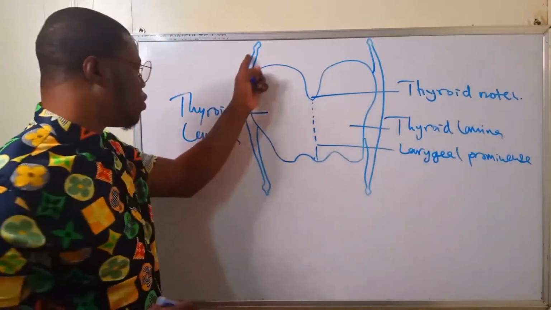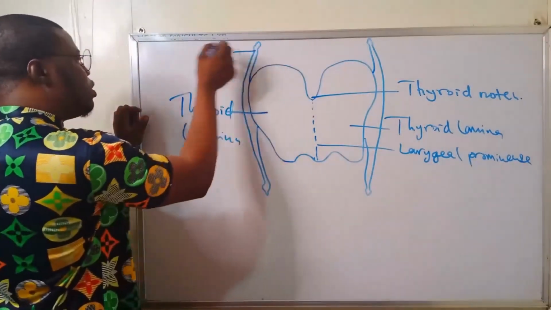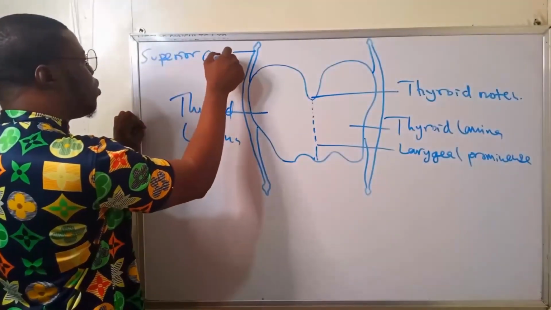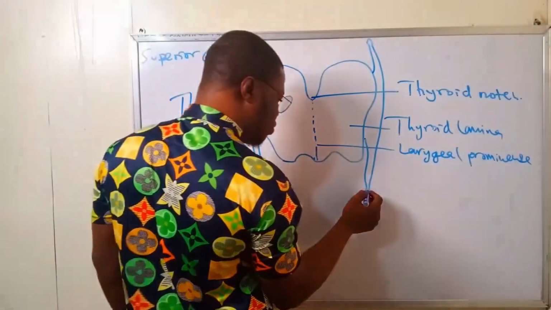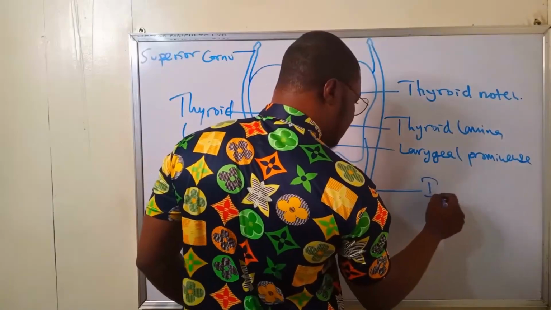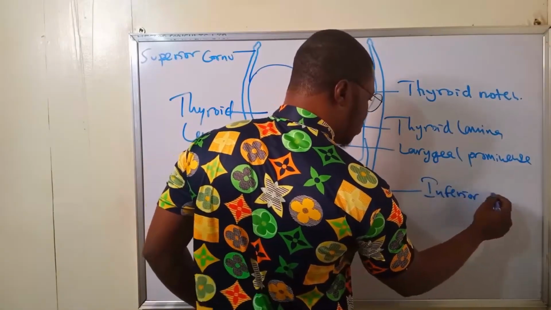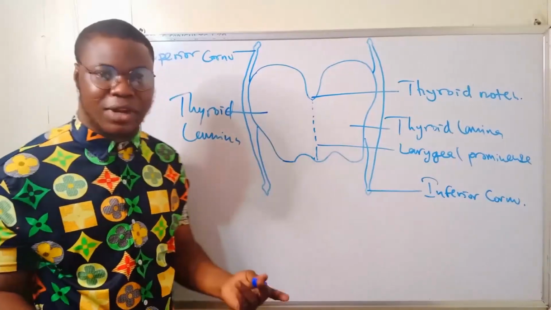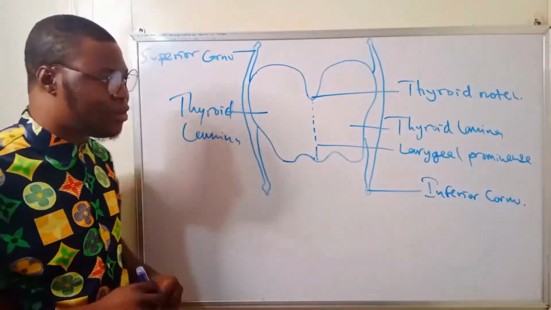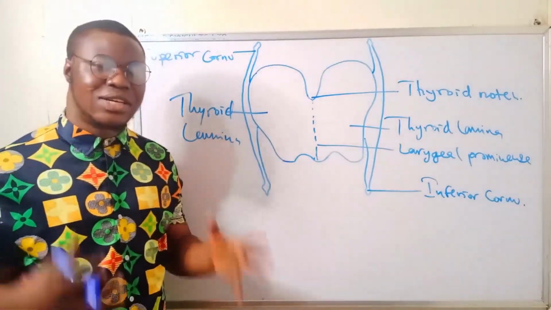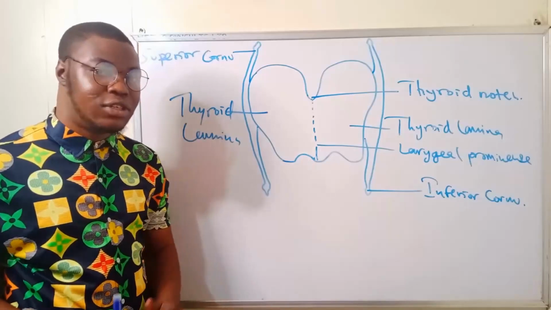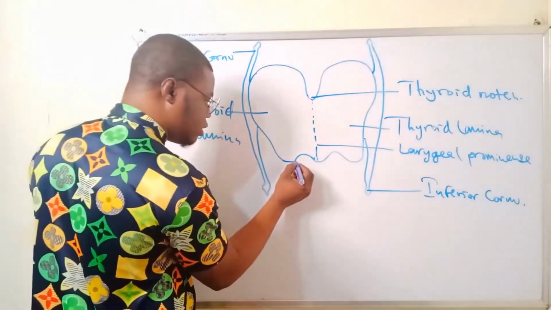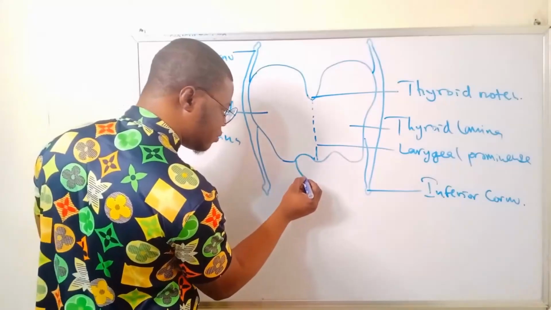You said the sets of cornu on top are called the what? The superior cornu. Superior cornu. And then the ones at the lower part are called the what? Inferior cornu. And we are done with the description of the thyroid cartilage. As simple as that. Now, after the thyroid cartilage, the next thing I'd like to describe to you is the cricoid cartilage. So for the cricoid cartilage, it is just at this junction. So right here.